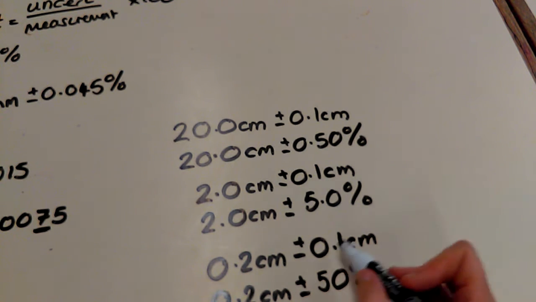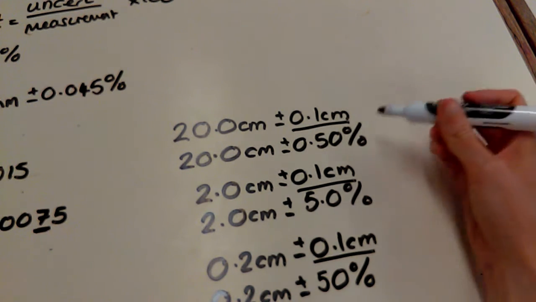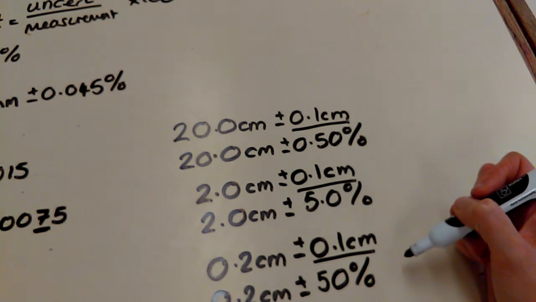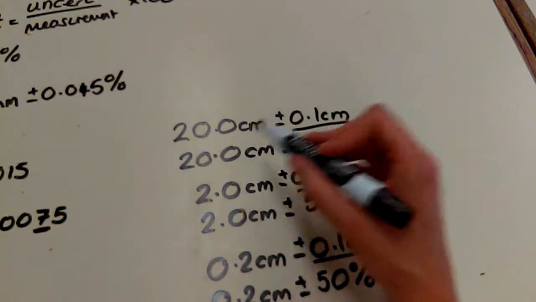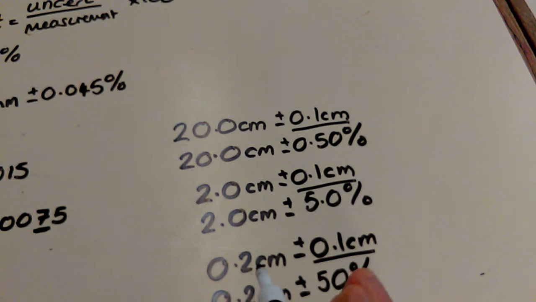So all of them have got the same absolute uncertainty, but the percentage uncertainty depends on what we're measuring with it. The ruler is fine for this sort of distance here. It's okay for this sort of distance here. But if we're measuring something this small, then we probably don't want to use our ruler. We probably want to get our vernier calipers or our micrometer out to measure that.